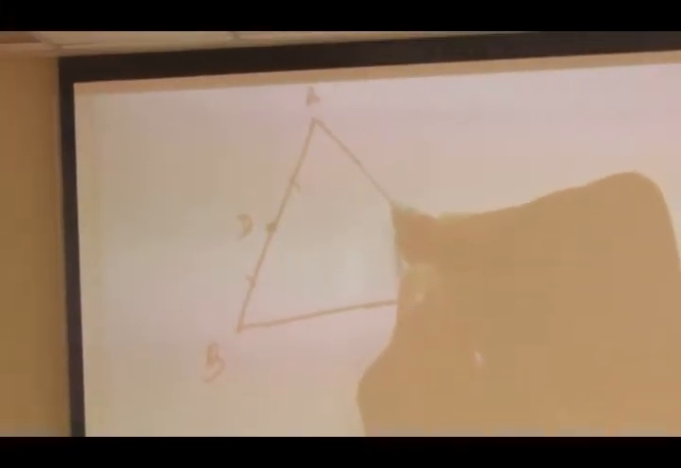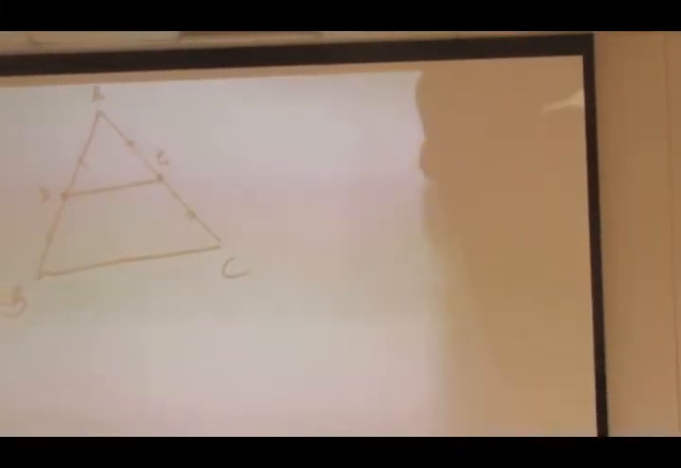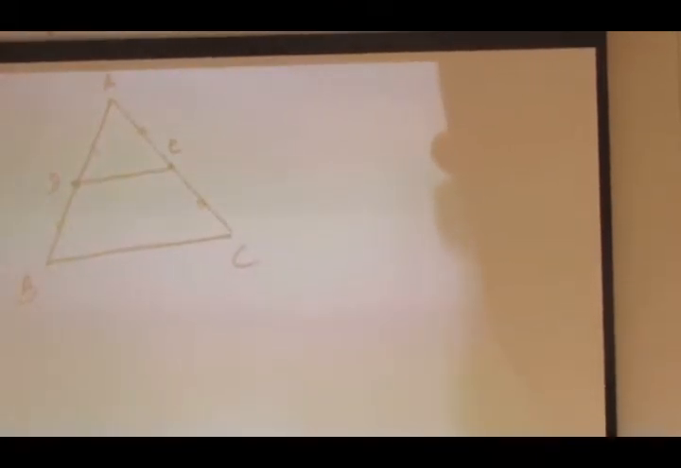A, B, C, midpoint. Right? D, midpoint. E, and that part is equal to that part. And we want to prove what? We want to prove two things. One, we want to prove that DE is parallel to BC. And then two, we want to prove that DE is equal to half of BC.